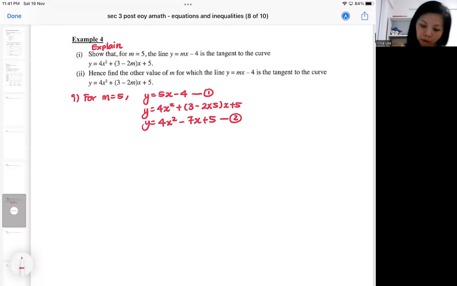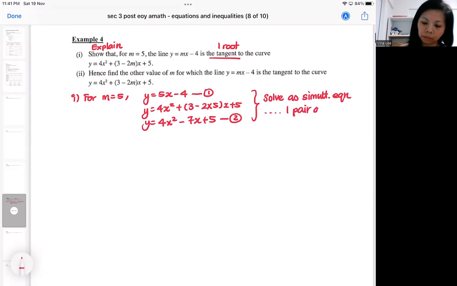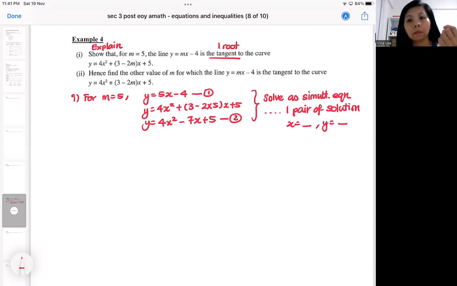So if you want to show tangent, essentially you're going to show one root. One of the approaches will be to solve the simultaneous equations, and then you end up with only one pair of solutions. That means you only end up with an x and a y. So that is one way of showing.